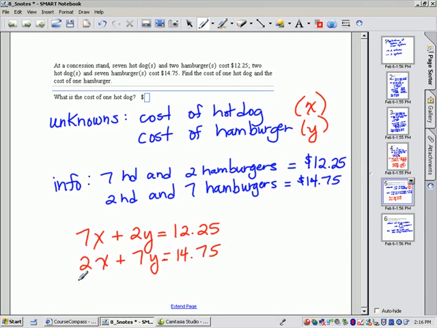So this problem is set up to do elimination. So we can eliminate either the x or the y. This time we'll eliminate the y just to be different.